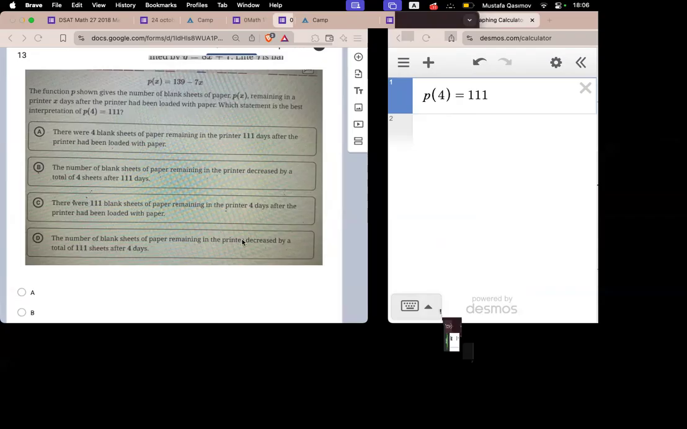So answer will be, it is not D because that's decreasing. We don't have decreasing here. Answer is C, I think. Yeah, C.